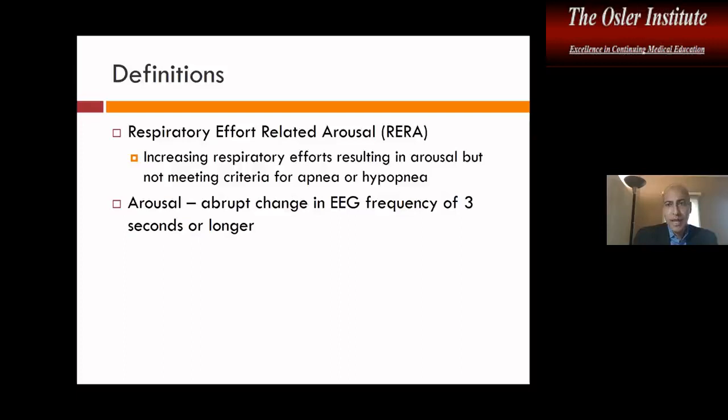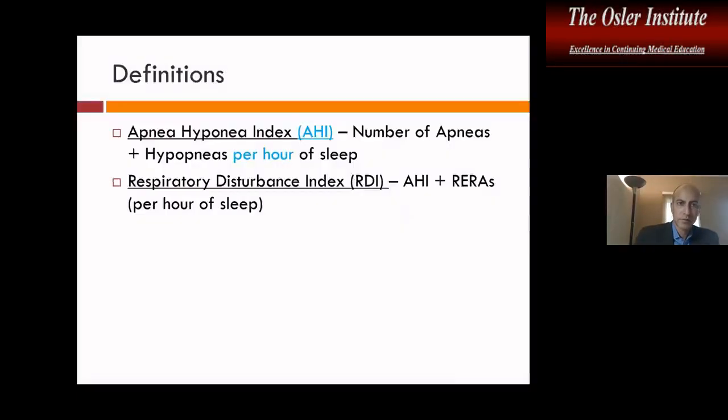And an arousal can be any abrupt change in the EEG, but it has to occur for at least 3 seconds or longer. We mentioned parasomnias and restless leg disorders, which can have EEG changes, but again, not necessarily meet any criteria for an apneic or hypopneic event. That's especially important when we look at patients that have UARS, which we'll discuss in an upcoming slide.